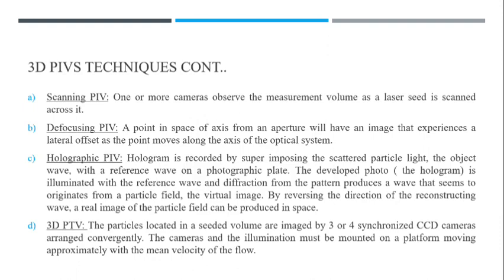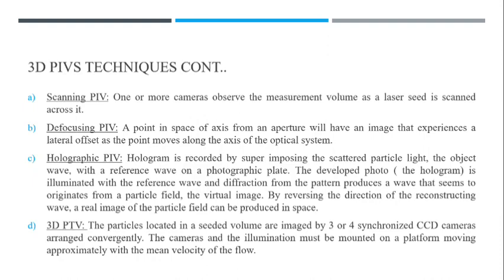Next one is 3D PIV. The particles located in a seeded volume are imaged by 3 or 4 synchronized CCD cameras arranged convergently. The camera or the illuminator must be mounted on a platform moving approximately with the mean velocity of the flow.